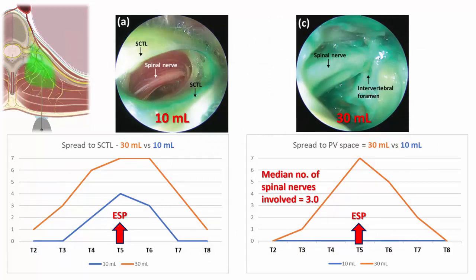The most consistent spread into the paravertebral space in all the cadaveric subjects in this case was seen at the level of injection, which was T5, and with the larger volume of 30 milliliters. The incidence of spread to adjacent levels fell off with increasing distance from the level of injection, as we might expect from the physics of fluid dynamics.